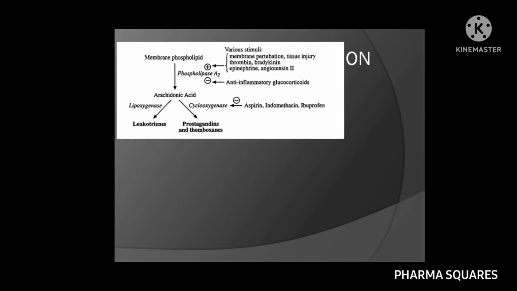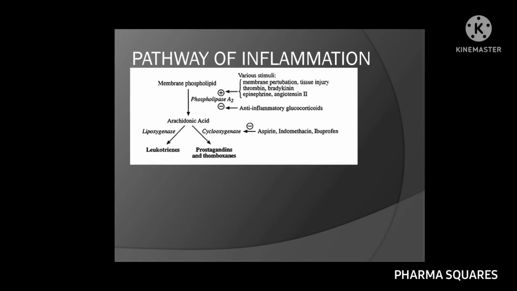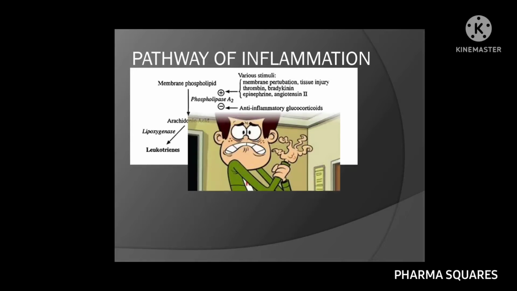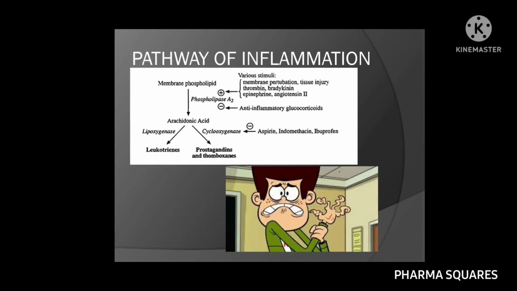Discuss the pathway of inflammation and pain. First of all, external stimuli act on the cell membrane and release phospholipids. Phospholipids then react with the phospholipase A2 enzyme and secrete arachidonic acid. Arachidonic acid further reacts with the COX-2 enzyme and releases prostaglandins, which are pain and inflammation mediators.